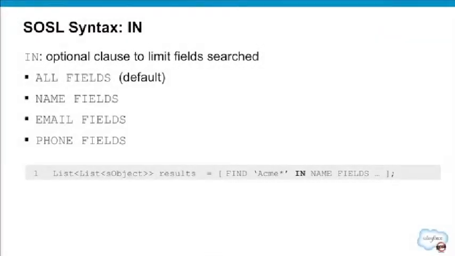The IN clause can be added to your search, and what this does is it restricts the searching to certain types of fields. Now by default, you're going to be searching across all of those text-oriented fields. But you can limit it just to the name fields, email fields, or phone fields if those are the things you happen to be searching for.